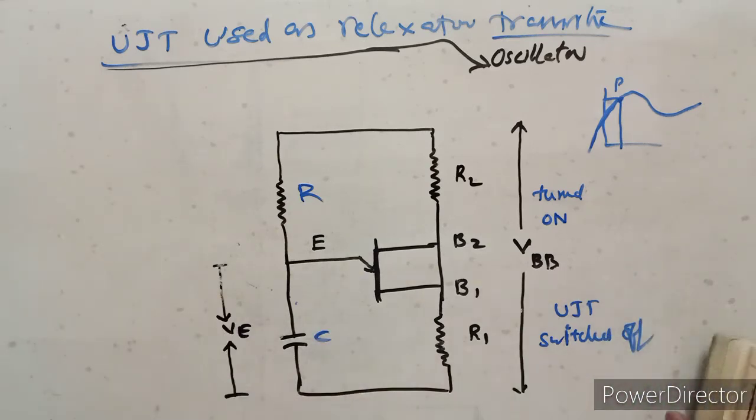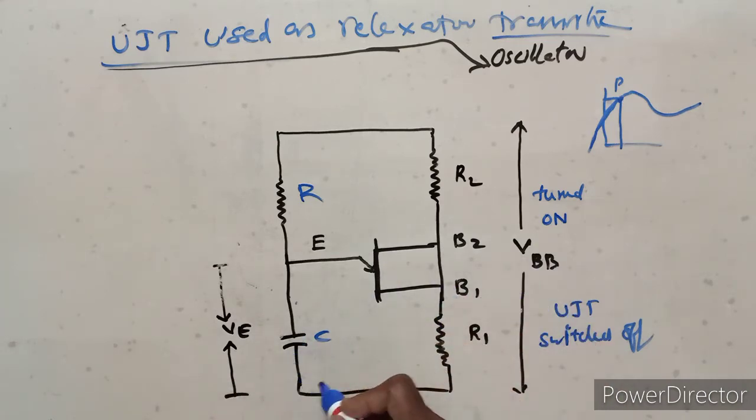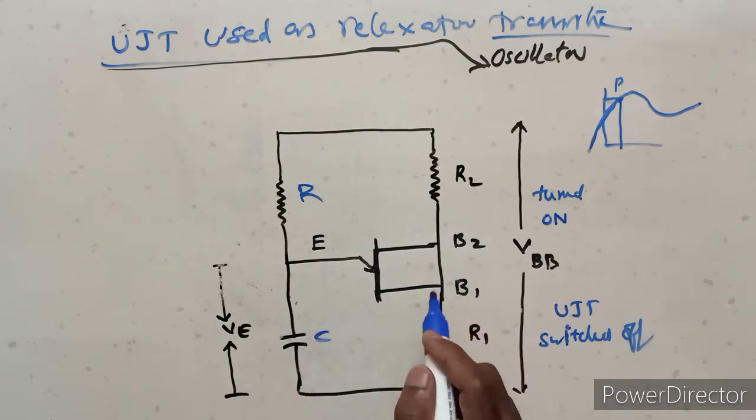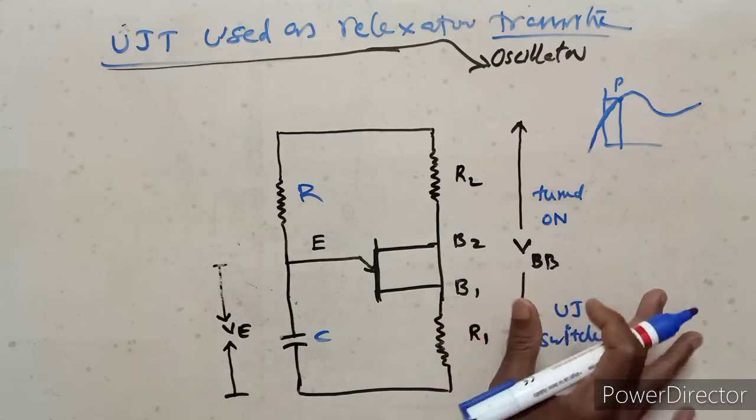Okay, then the next cycle begins, allowing the capacitor to charge again. That's the way the UJT is used as an oscillator. It gives a sawtooth wave because of that.